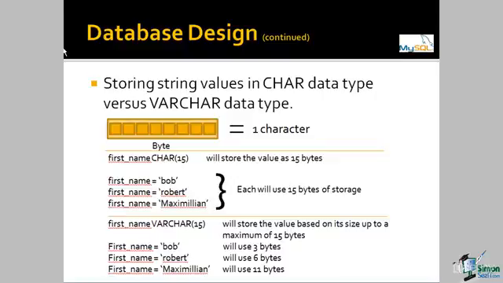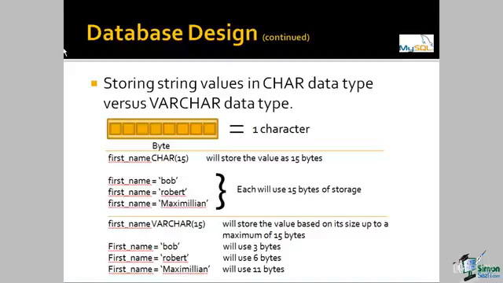Char type is a fixed length data storage structure. Each character in a string is represented by a single storage byte. So when we declare a char of size 15, we will use 15 bytes of storage regardless of how much actual data is stored within the char type. So this can be inefficient for storing string types with variable lengths.